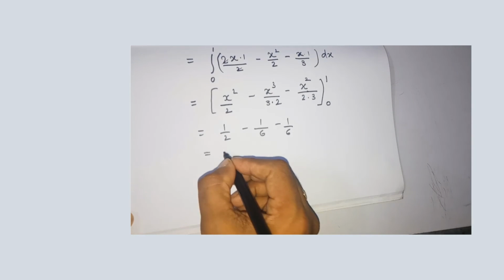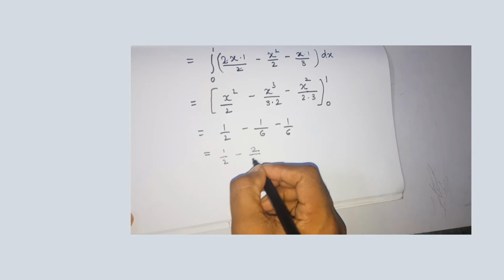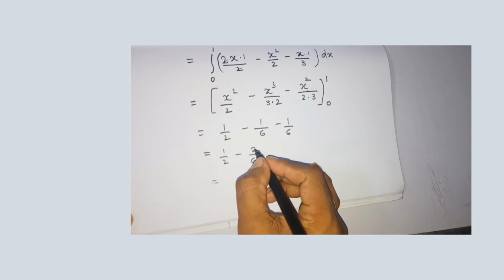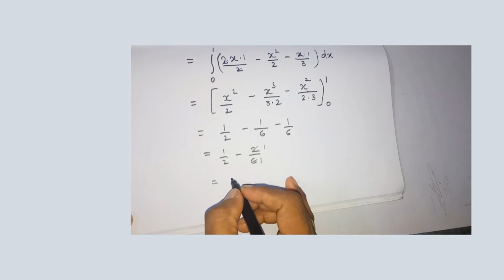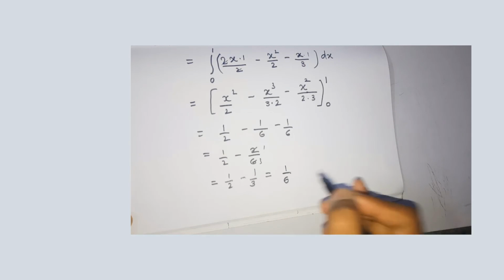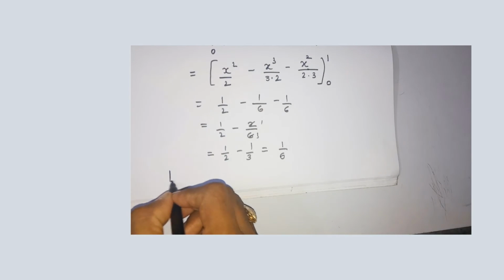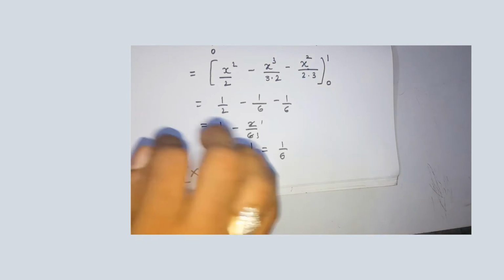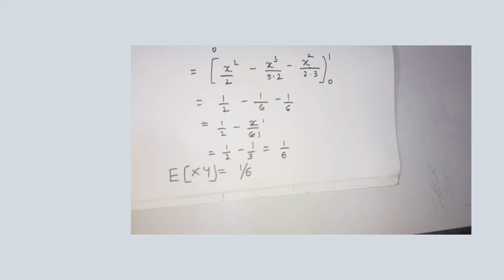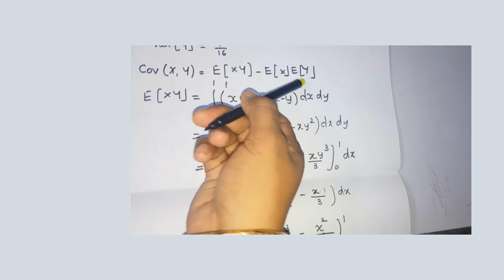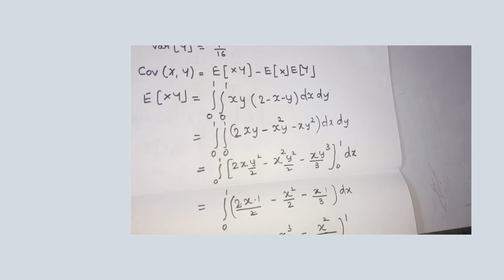Okay, so this will be 1 by 2 minus 2 by 6. So this will reduce to 1 by 3. So the answer I'll be getting as 1 by 6. Okay, now this is the value I have obtained. I have just got the expected value of xy is equal to 1 by 6. Okay, now I have my value of all the terms. For finding the covariance I have all the terms now: E of xy I have, E of x I have, E of y I have. So I'll be substituting the values in my formula.